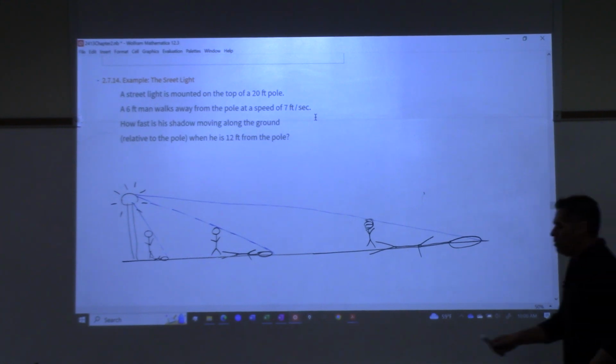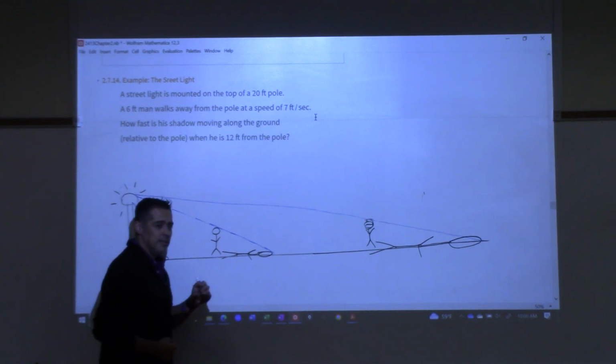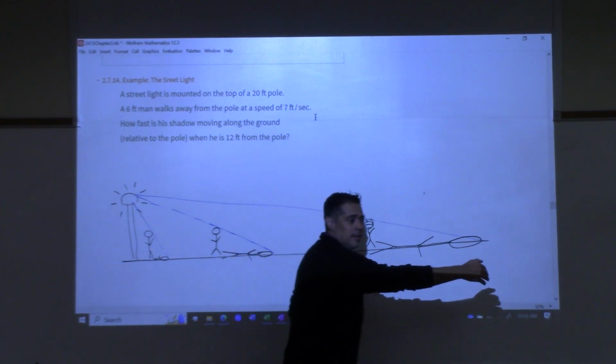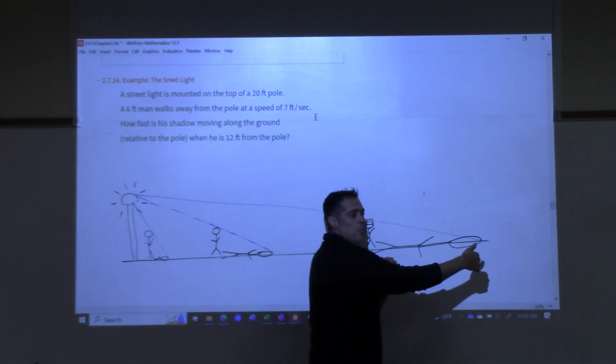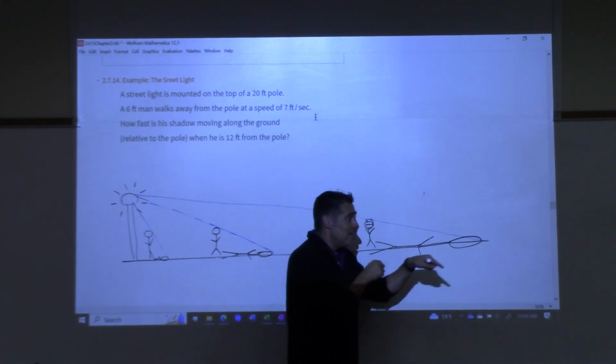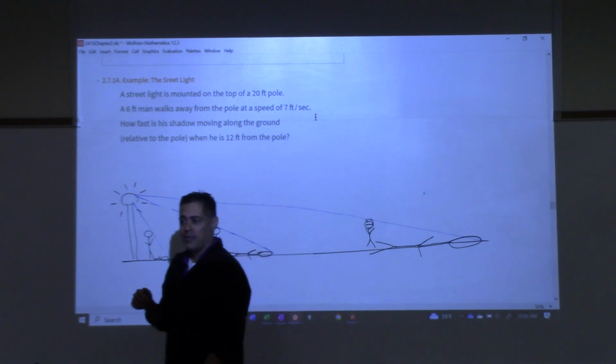So as he moves, right? As he moves at 7 feet per second this way, his shadow starts to get longer, right? And actually, the shadow moves away from him, right? Like if you were to say, relative to him looking at his shadow, it looks like it's just growing away from him, isn't it? Yes?